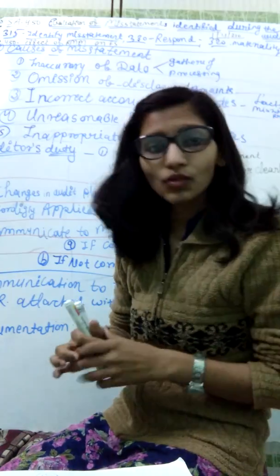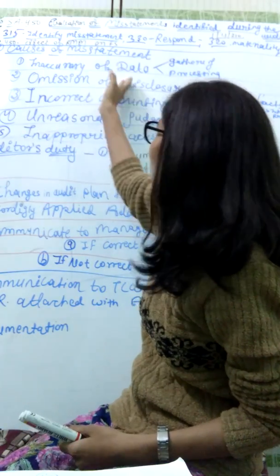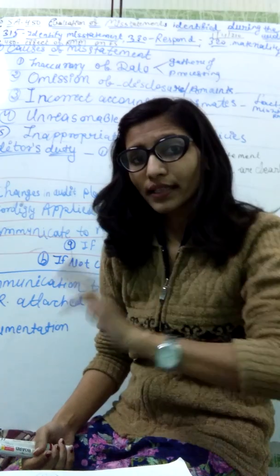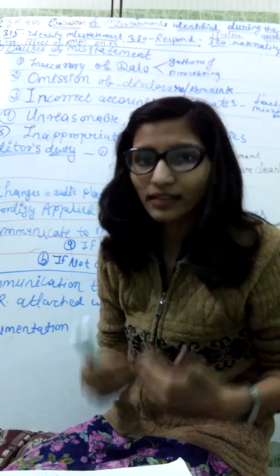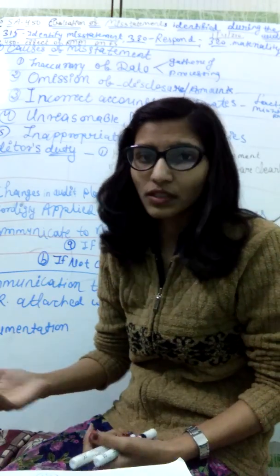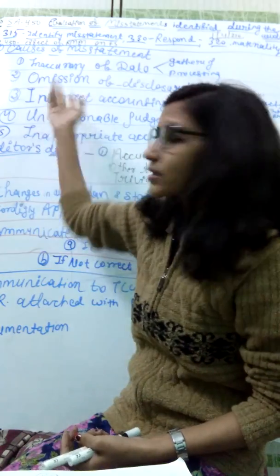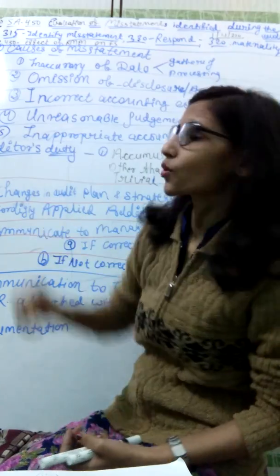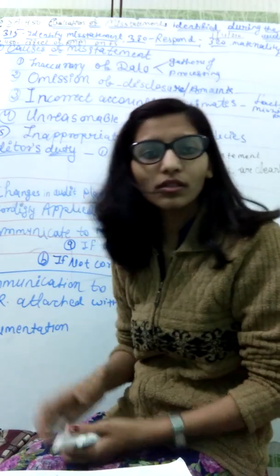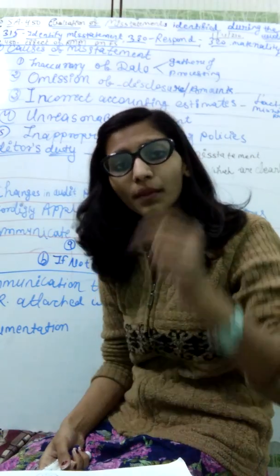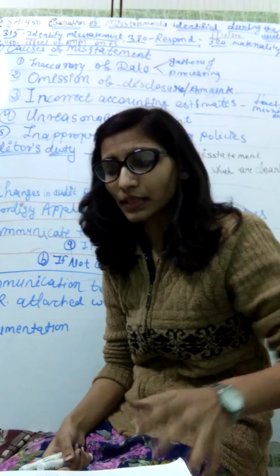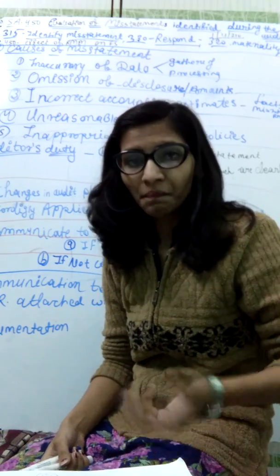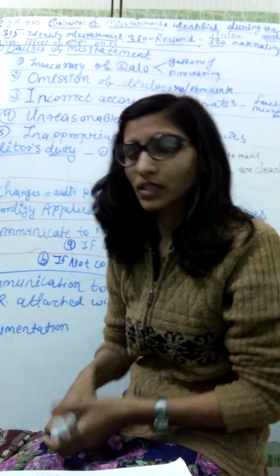If we talk about the reasons, first is inaccuracy of the data. Inaccurate data is gathered and inaccurate data is processed. Obviously if you gather inaccurate data, then processing of the data is also incorrect. Then omission of disclosures and amounts is the most common misstatement in financial statements, where management omits the disclosures.